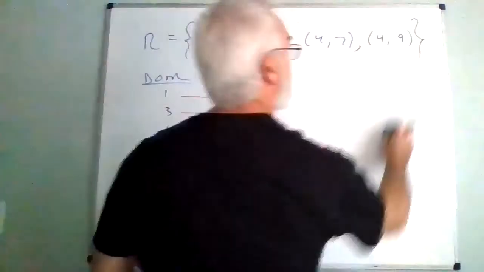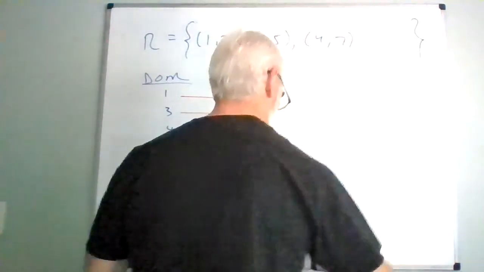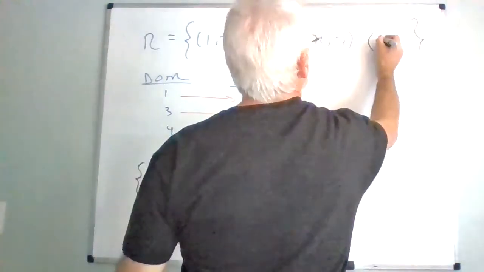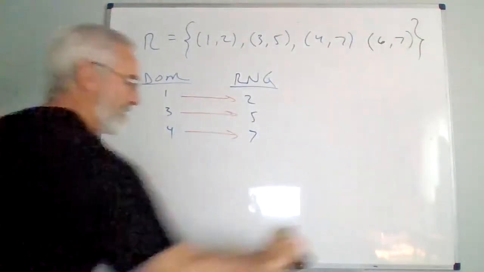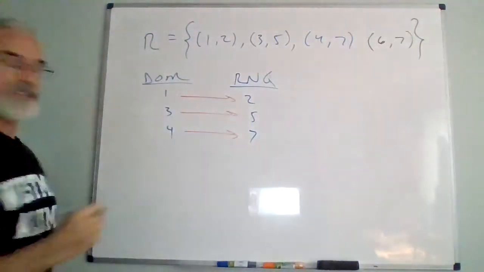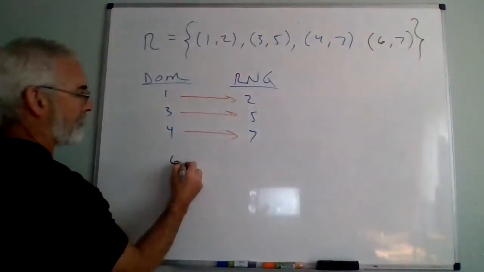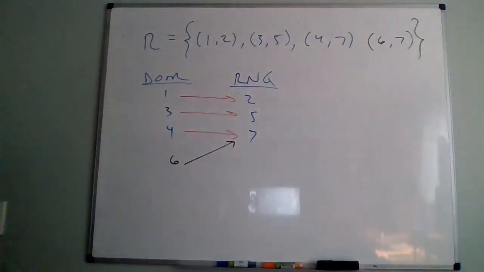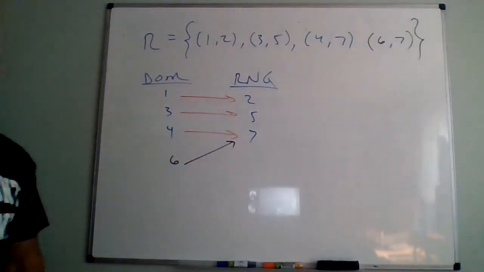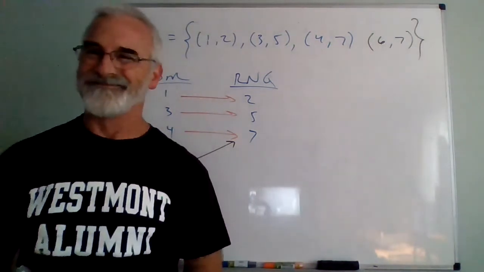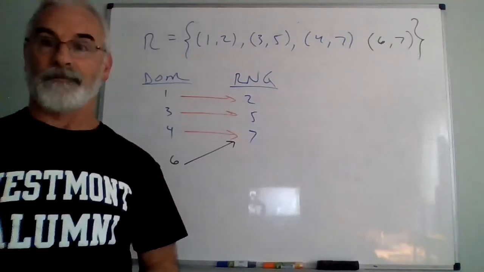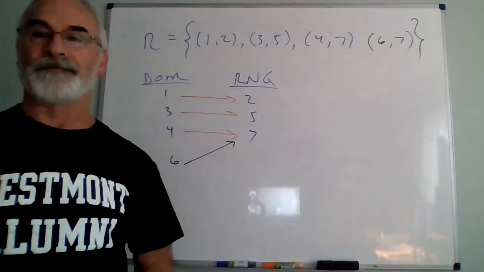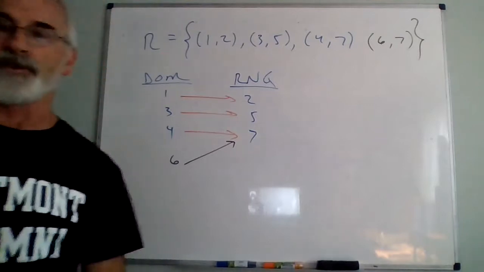All right, now let me tweak it again. Okay, so I'm going to change this. So now I just added another point, 6, 7. Now, is this a function? Now, someone asked about one-to-one. This is not one-to-one. But is it still a function? Yes. That's why I said never confuse one-to-one with function.